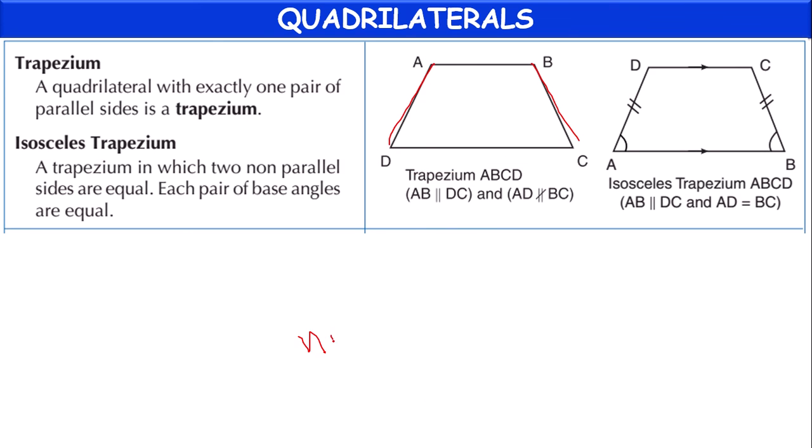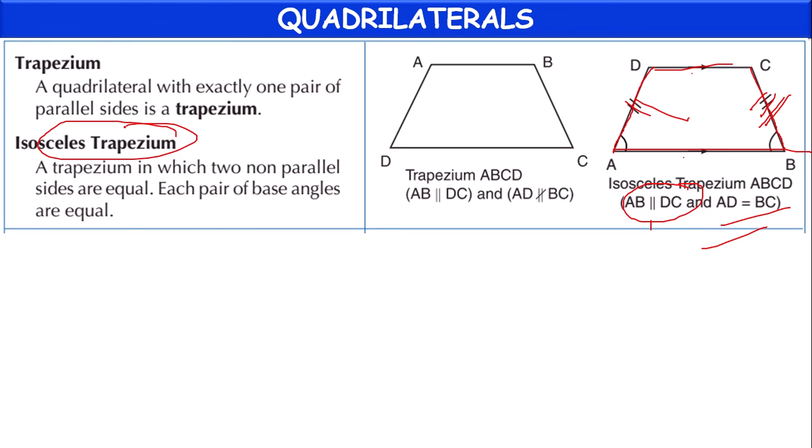This AD, BC are called non-parallel sides. So they are not equal. Then it is called a trapezium. Suppose AB is parallel to CD, one pair is parallel, and the second pair is non-parallel but equal. Then it is called an isosceles trapezium.